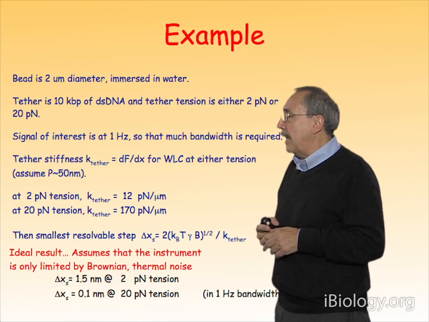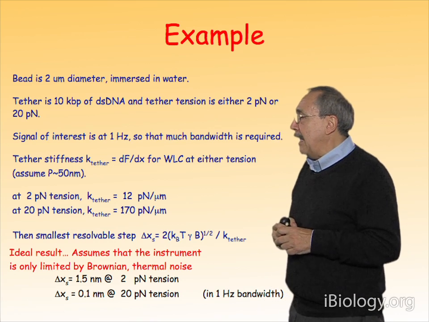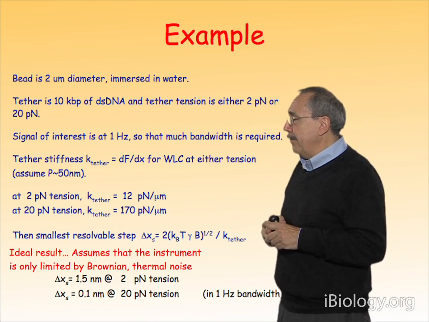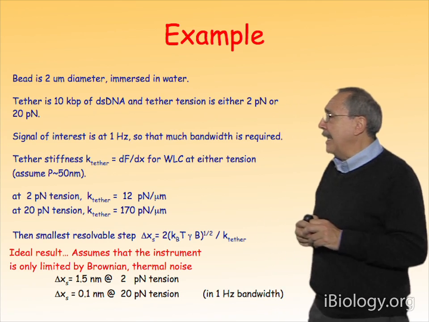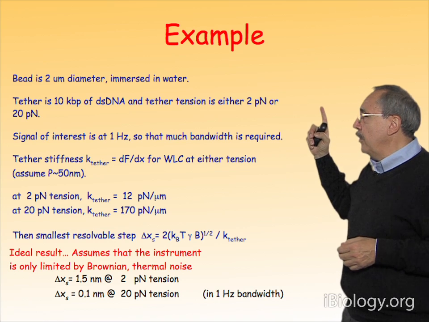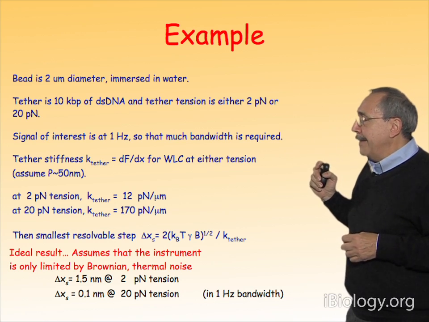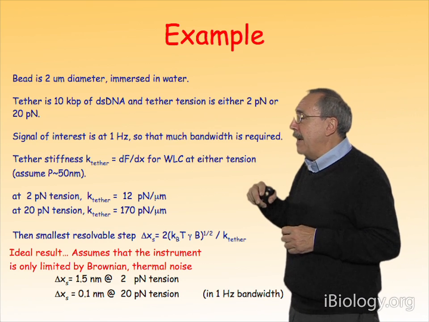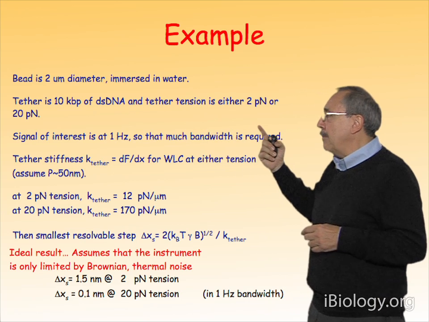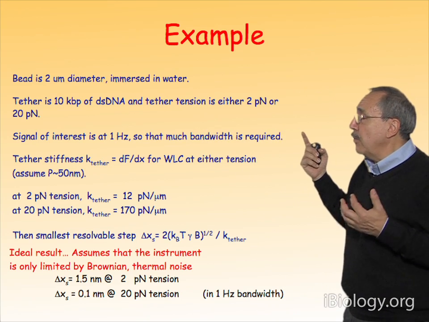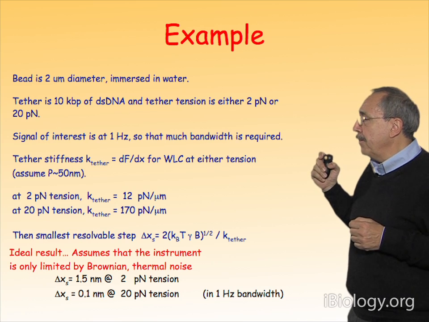Suppose that you have a bead that has a 2-micron diameter, immersed in water. The bead has a tether attached, a tether of double-stranded DNA that is 10 kilobase pairs, and you can either apply a tension of 2 piconewtons or a tension of 20 piconewtons to that tether. The signal that you want to measure is maybe some stepping of a motor that occurs at about 1 Hertz. So that much bandwidth is required. You need at least 1 Hertz or more in order to see the stepping of the motor.